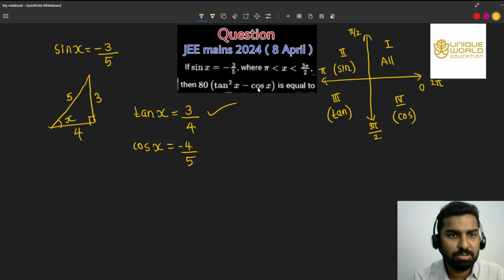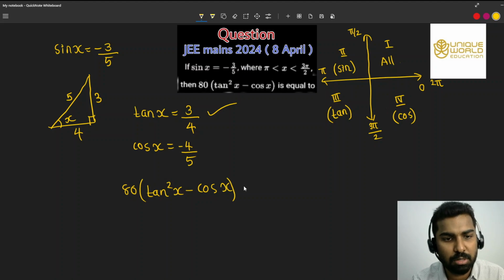All right, now just evaluate the expression. So 80 into tan square x minus cos x will be equal to 80 into tan square x.